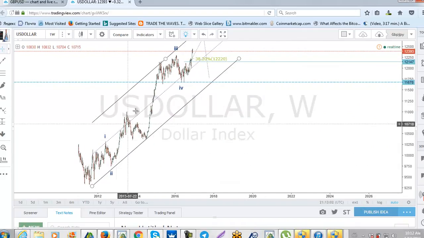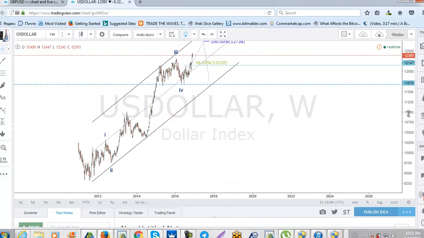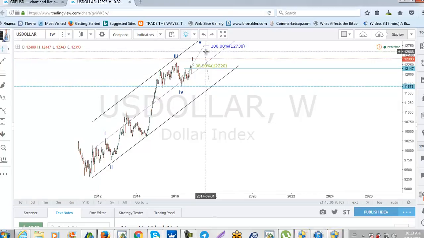Look at a very nice 5-wave structure, and then we have a kind of projection to this level here, 1273. The 50 might get there before we see a major correction. And then we could see our price is maintaining the middle line of this channel, bouncing off it here and then going upside.